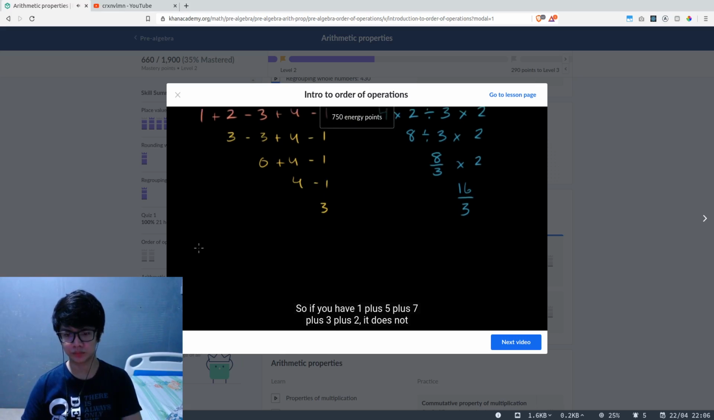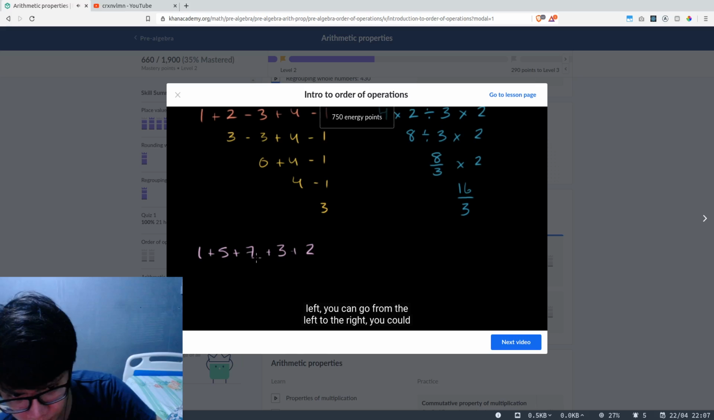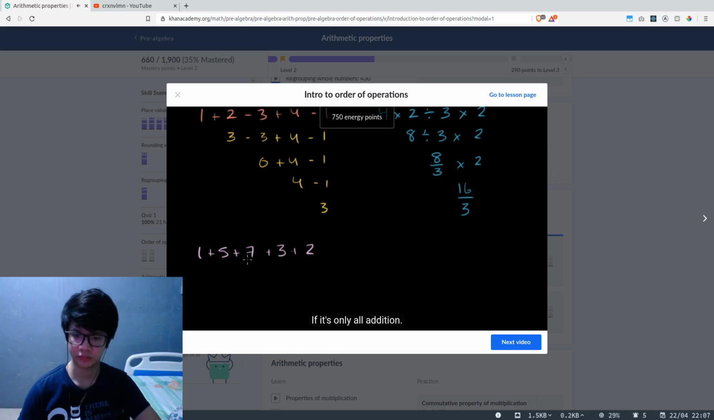multiplication. So if you have 1 plus 5 plus 7 plus 3 plus 2, it does not matter what order you do it in. You can do the 2 plus 3. You could go from the right to the left. You could go from the left to the right. You could start someplace in between. If it's only all addition.